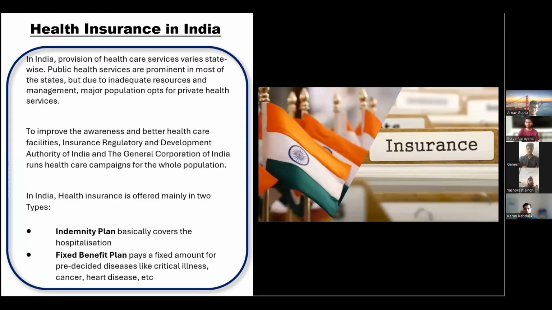Health insurance in India. In India, provision of healthcare services varies state-wise. Public health services are prominent in most of the states, but due to inadequate resources, a major population opts for private health services. In India, health insurance is mainly offered in two types. Indemnity plan basically covers the hospitalization. Fixed benefit plan pays a fixed amount for decided diseases like critical illness, cancer, heart diseases, etc.